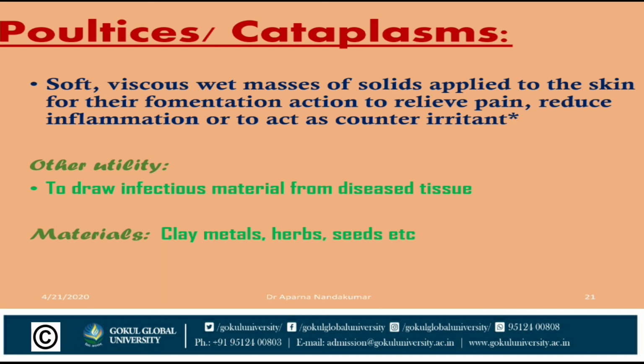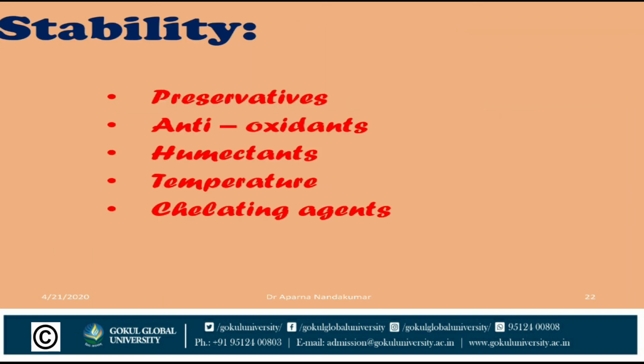So, poultices, or cataplasms, are soft, wet masses of solids which are applied to the skin for fermentation, to relieve pain, reduce inflammation, or to act as a counter irritant. The other utility is to draw infectious material from diseased tissues, and for this, materials such as clay, metals, herbs, seeds, etc. are used. This can be compared to Upanaha, which has been mentioned in Ayurvedic classics.